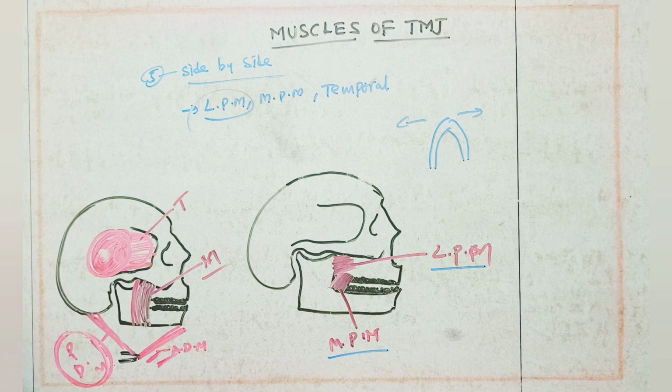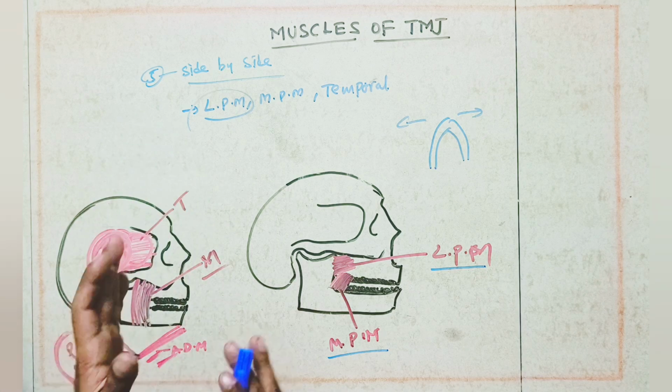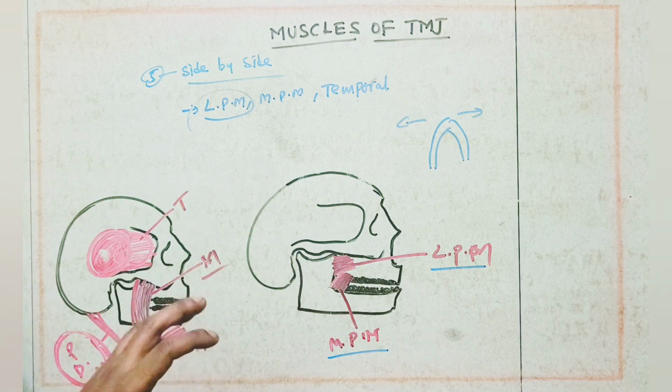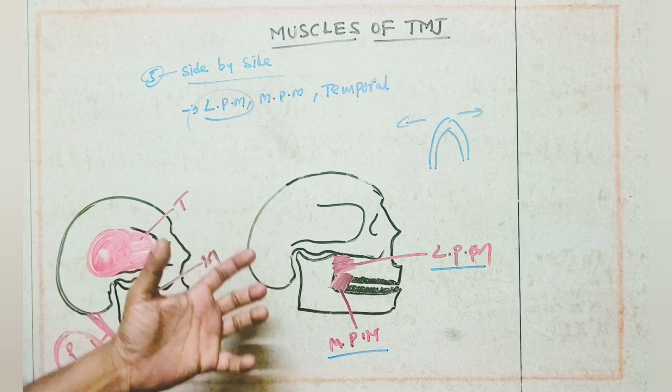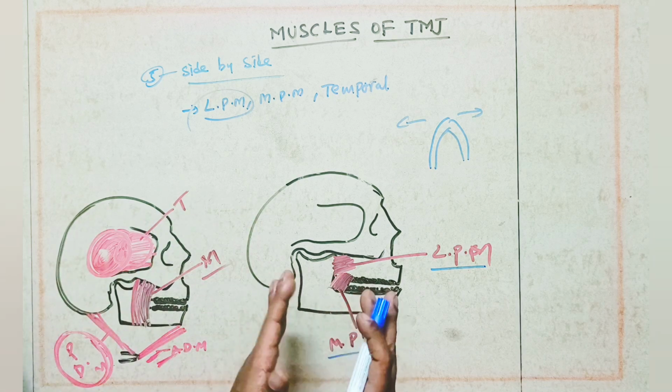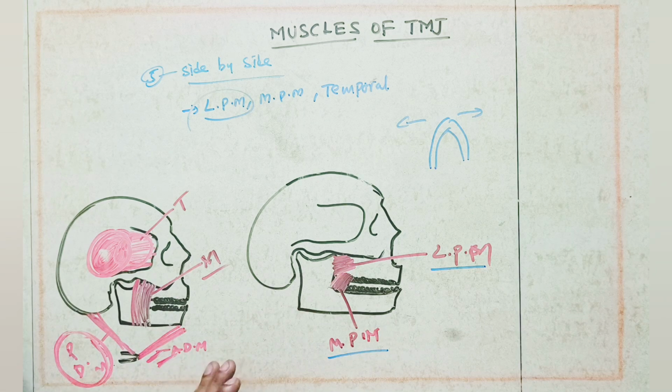So these are the muscles of the TMJ for the movements. Here we didn't discuss the muscles of mastication, what is the origin, what is the insertion, what is the nerve supply, what is the blood supply. These we didn't discuss. We just discussed which muscles are responsible for which movements of the mandible.